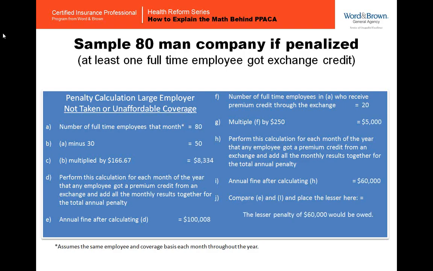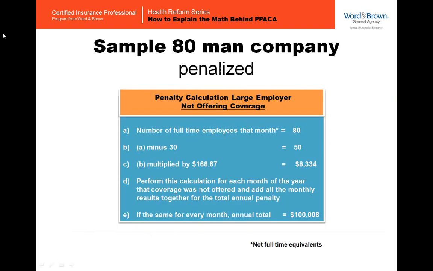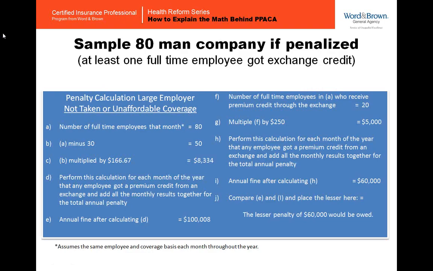Take a look at these numbers that we filled in here. The left-hand side of the chart is the same exact set of numbers that you just finished with a slide ago. It's the 80-man company minus his 30 minimum threshold multiplied by 166.67, and because just one person got a credit, his fine is against everybody. So he ends up with $100,008.